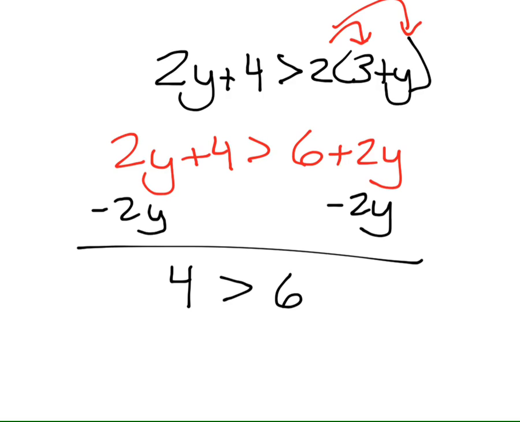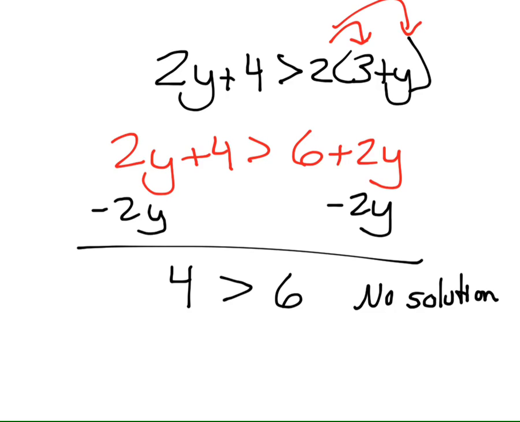My variables have disappeared. I'm left with something. Is this a true statement, 4 greater than 6? Obviously not, right? It's not a true statement. So whenever my variables disappear and I get something that's not true, there is no solution. What if it is true? Good question. If it is true, remember when you had 2 overlapping lines, there are how many solutions? Infinite. If it is true at the end, it's infinite. If it's not true, it's no solution.